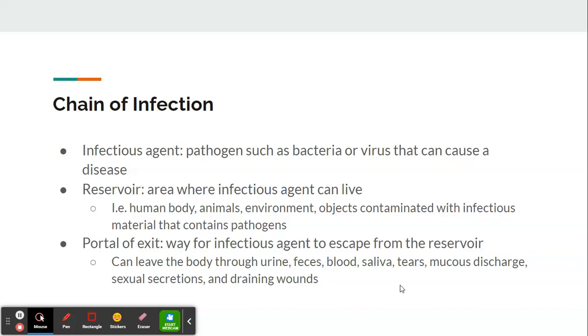The portal of exit is how it leaves the reservoir. So if it's in the body, is it leaving through urine? Is it leaving through feces, blood, saliva, mucus, a wound? How is it exiting the area it lives?